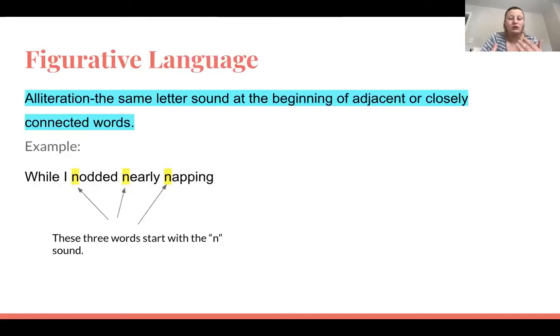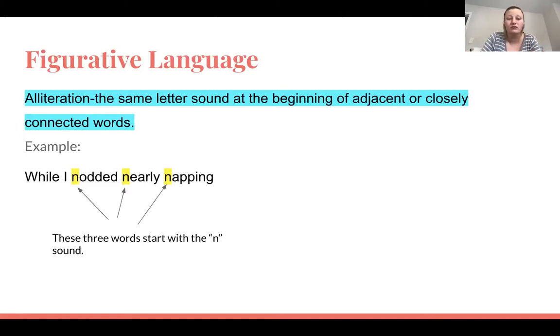Figurative language, we're going to be talking about alliteration. Alliteration is the same letter sound at the beginning of adjacent or closely connected words. So when I say adjacent, I just mean that they're next to each other. So all of those tongue twisters that we learned when we were in elementary school, like Sally sells seashells down by the seashore, that's alliteration.